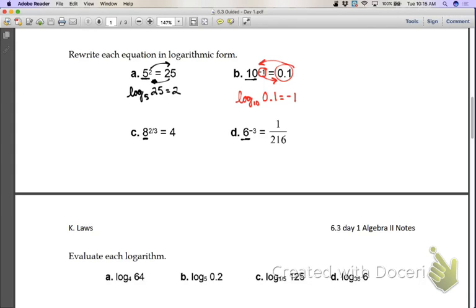So same way on C, if I have log base 8 of 4 is equal to 2/3. 2/3 goes over, 4 comes, they just trade spots. They trade sides is all they do.